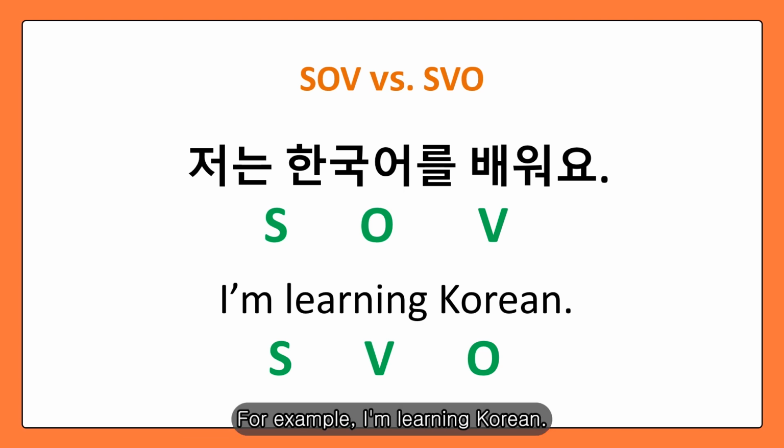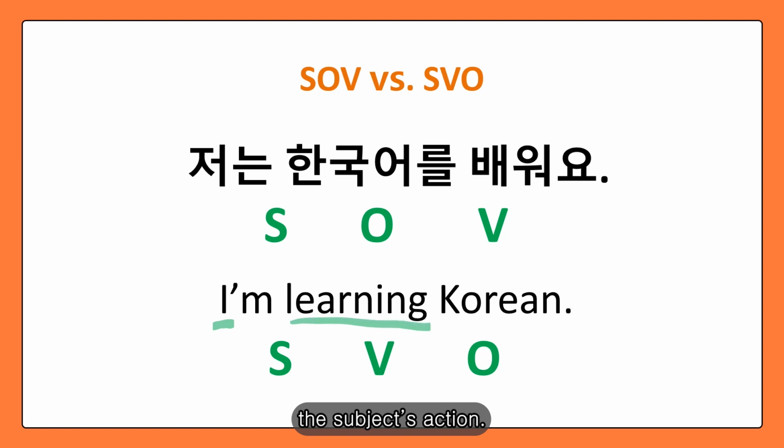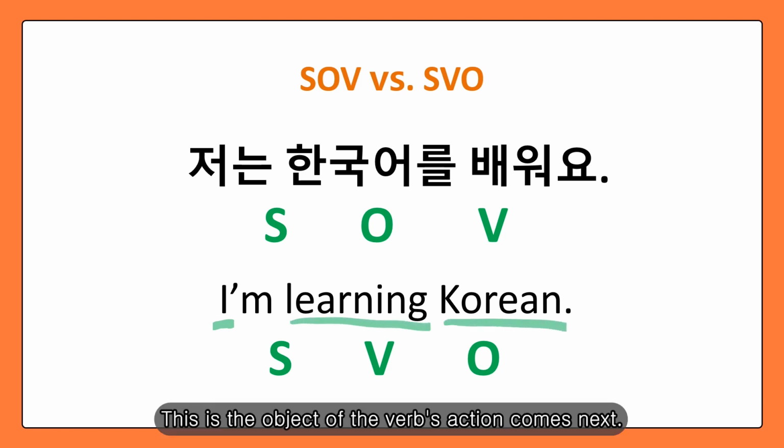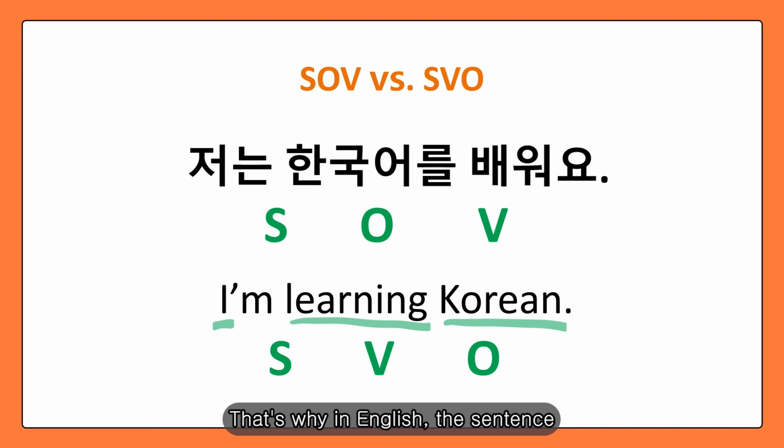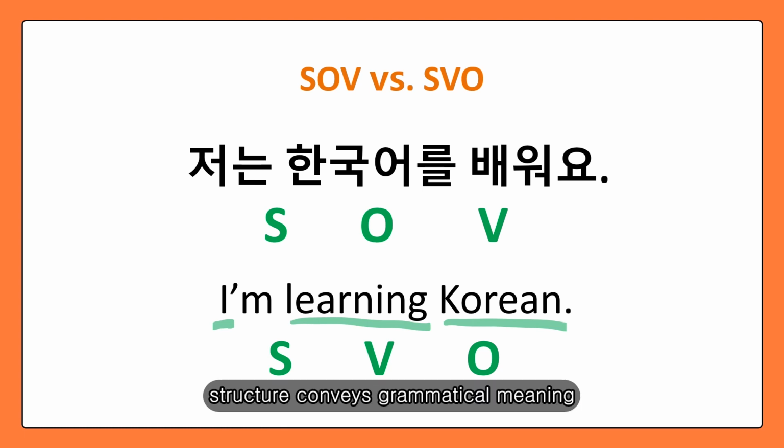For example, I'm learning Korean. In English, the subject is the start of the sentence. Who's learning Korean today? I. Following the subject is the verb section. I'm learning what? Korean. This is the object. The verb section comes next. That's why, in English, the sentence structure conveys grammatical meaning.